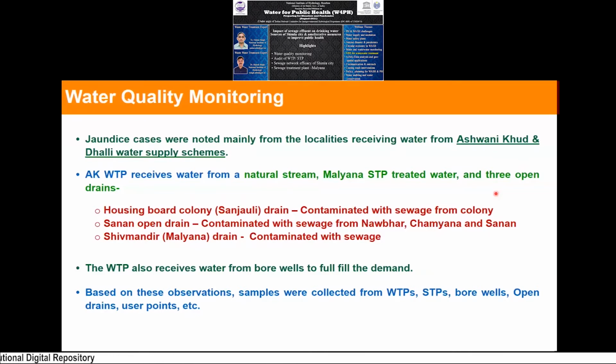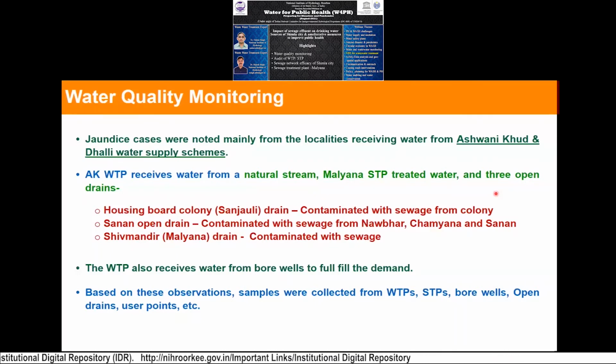So these were the major contributors to the Aswini Khad stream. And we found that all these streams were a bit contaminated, and therefore monitoring of these streams was required. So we started monitoring it, and we monitored for almost a year. Based on that, I would be discussing with you some of the results which we got after monitoring.